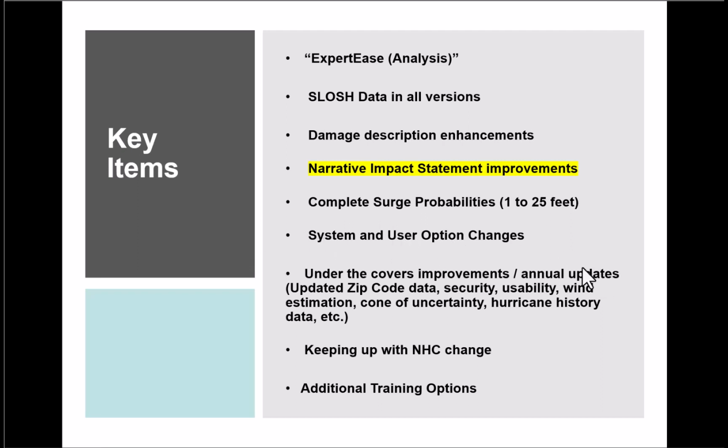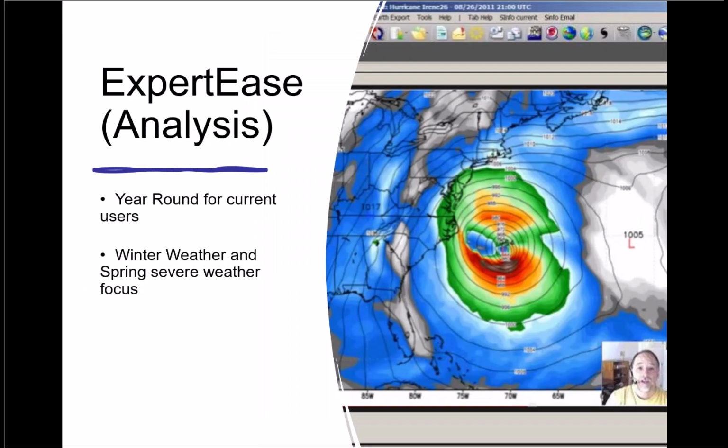A couple system and user option changes. Then under the topic of under the covers improvements, we have annual updates, zip code population data, security, usability, wind estimation, code of uncertainty data, hurricane history data, and several other things that change from year to year. Also, in keeping up with the National Hurricane Center changes, we're going to show some of the things that are going on there. And then finally, the additional training options or opportunities that you have. So we're going to briefly go through each one of these. We're going to have separate topics on these items below.